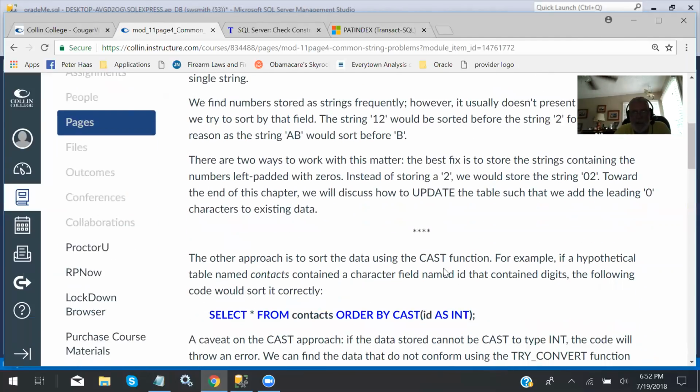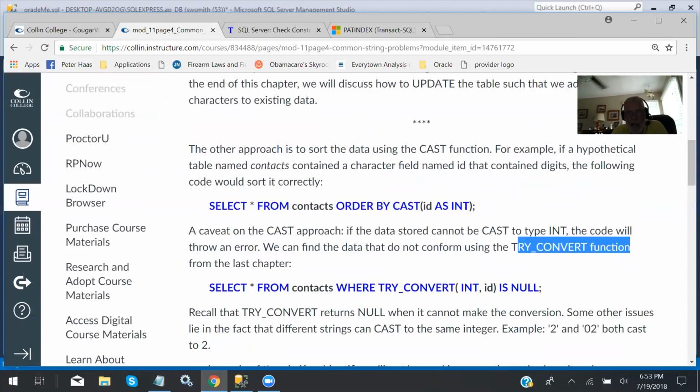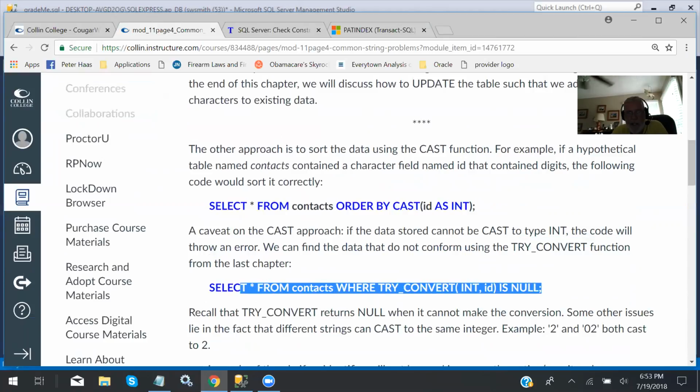The other one is to cast it to an integer. If we cast it to an integer, order by cast ID as int, it will sort it correctly, given that everything in there is a valid integer. Now we have to worry about that, because what happens if it isn't? The code will throw an error, and we can use the try convert function that we had last chapter. So I can say, hey, go in and find me everything where it doesn't work.